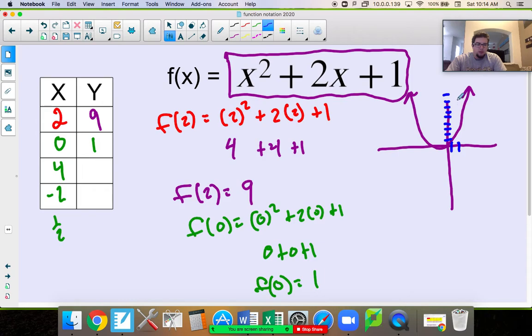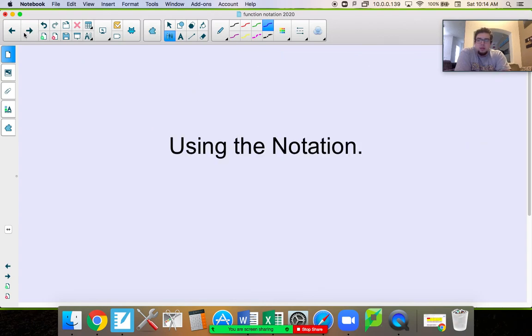So I'm a little bit off on my drawing. So it cuts up like this. 0, 1 should be right there. So we can kind of see how it bends. But if we don't know how to graph it, we can plug in values and graph the dots as we go. Now we're going to use the notation.